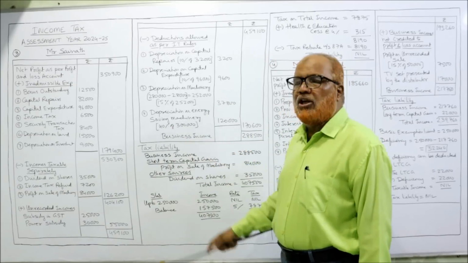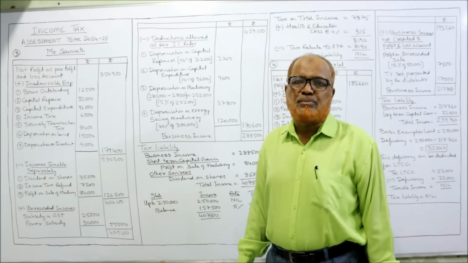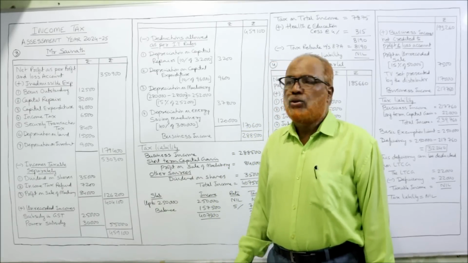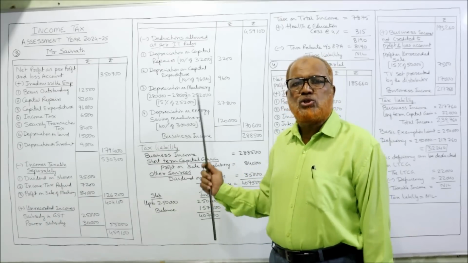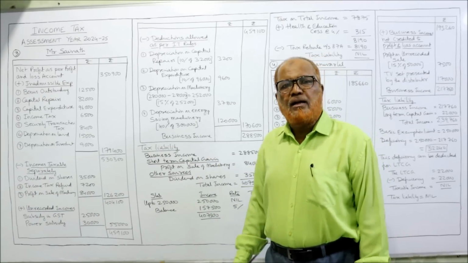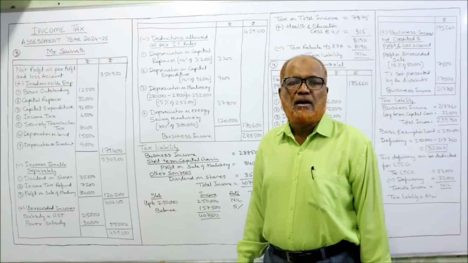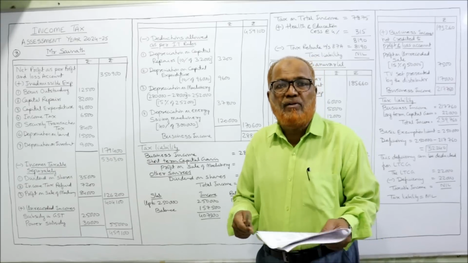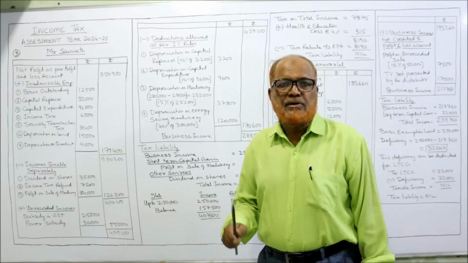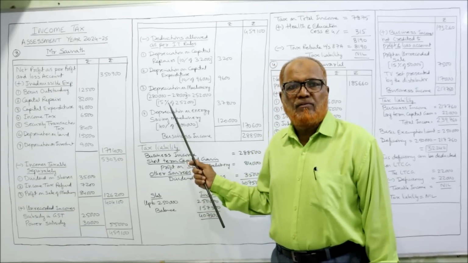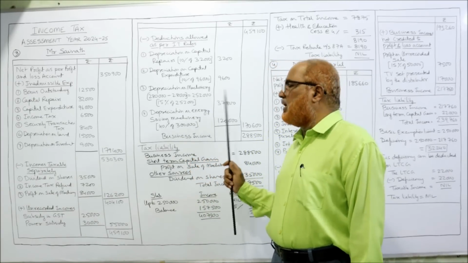Similarly, depreciation. New machinery was purchased, 2,80,000. But government has subsidized 10%. So 2,80,000 minus 28,000, our cost of the machinery is 2,52,000. And depreciation rate on machinery is 15%. Remember, these percentages will not be given in the problem. You have to remember the building 10% and for machinery 15%. So 15% of 2,52,000 is 37,800.